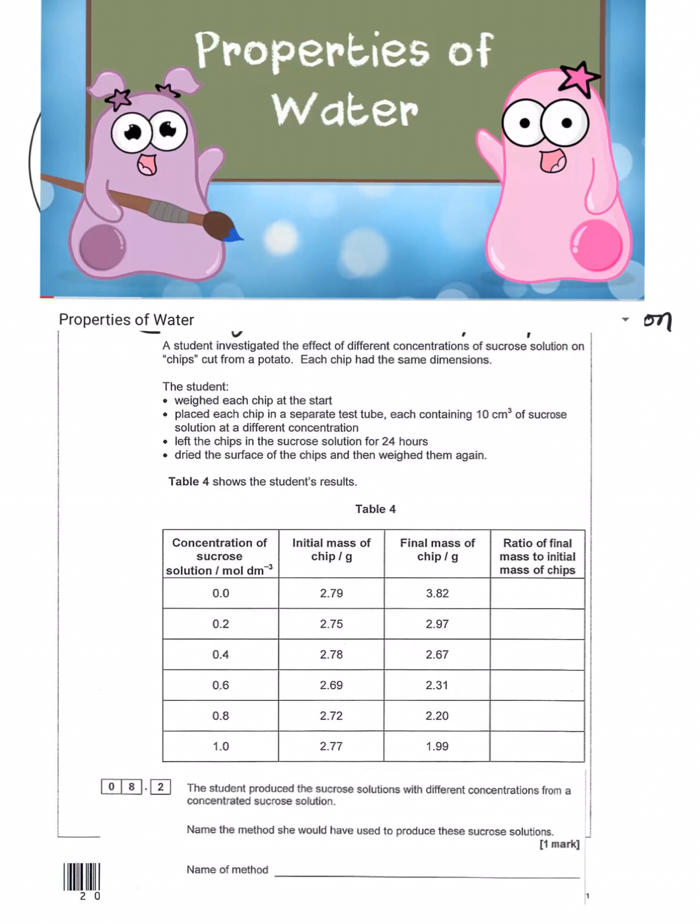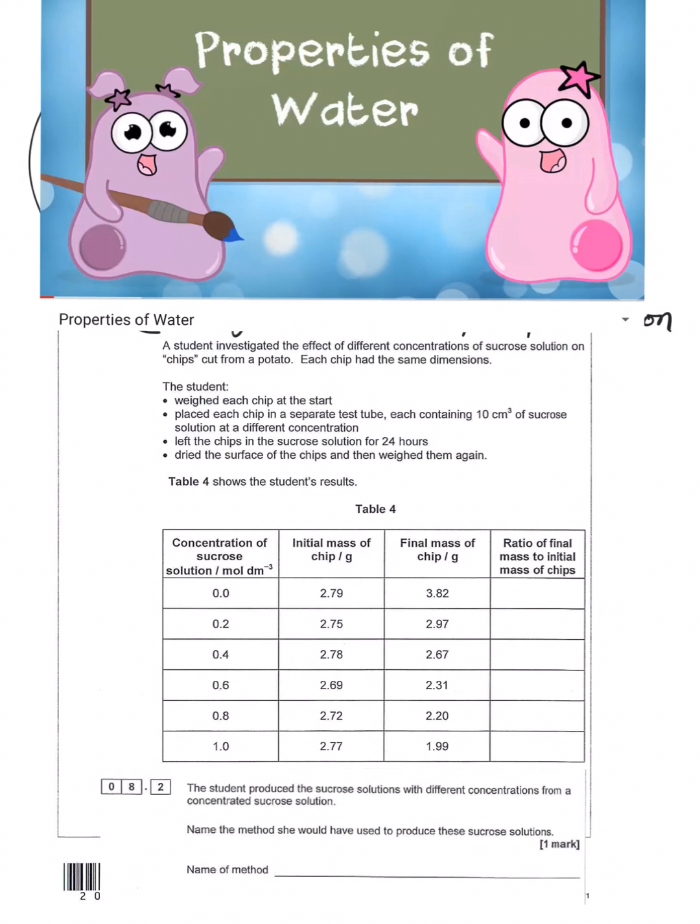Just like we did in class, the student produced the sucrose solutions with different concentrations from a concentrated sucrose solution. So all this means is that their teacher will have provided them with a 1 mole solution of sucrose solution and distilled water. So what they need to do was figure out how much distilled water to put in each test tube, how much sucrose solution to put in each test tube in order to make up the correct concentration of sucrose solution.